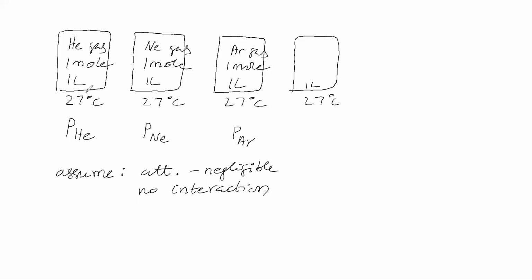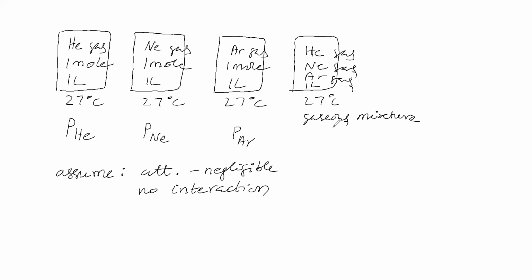Here in this vessel, helium molecules are there. Let us transfer all the helium molecules into this vessel. Then let us transfer all the neon molecules into this vessel. Next, let us transfer all the argon molecules into this vessel. So this vessel contains a gaseous mixture.